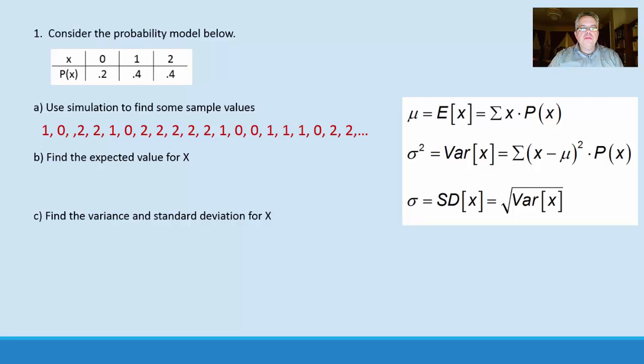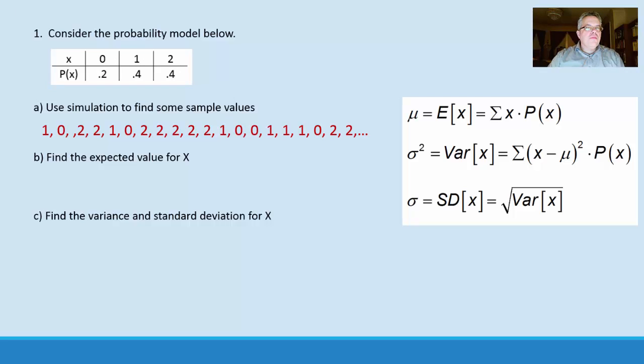So here we have a random variable x. It can take on the values 0, 1, or 2 with these probabilities. The probability that x is 0 is 0.2, probability it's 1 is 0.4, probability it's 2 is 0.4. So we see that this random variable is twice as likely to be a 1 as a 0 and twice as likely to be a 2 as a 0. And getting a 1 and 2 are equally likely.